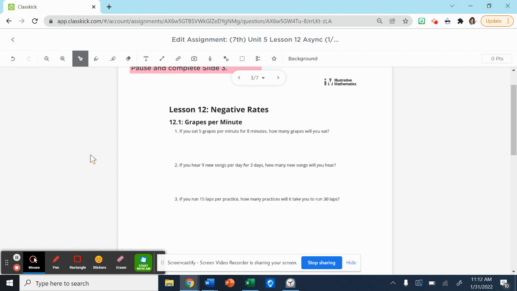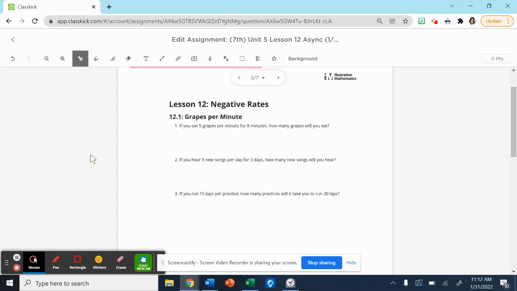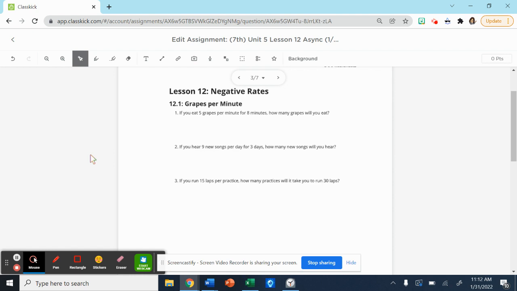At this point, you should have tried questions 1, 2, and 3 on your own. The key discussion that we had in class is that these questions take us back to our notes from lesson 7 and 8 when we discussed distance equals rate times time. For example, in question 1, if you eat 5 grapes per minute for 8 minutes, you can determine the total number of grapes that are eaten by calculating the rate times the time, which will equal the total. Of course, in this case, the total isn't distance, but you're multiplying rate times time to determine the total number of grapes that are eaten, which is the same concept as that familiar formula.